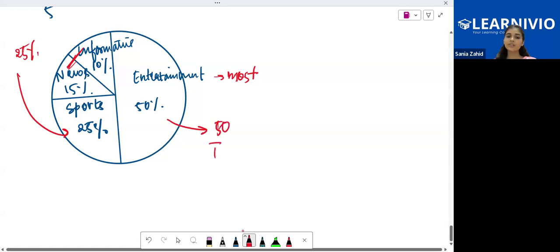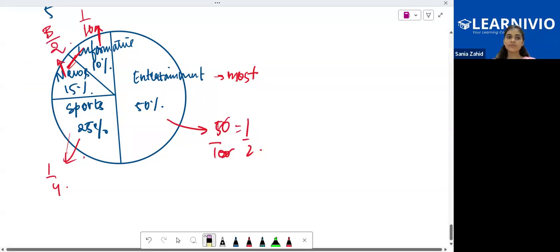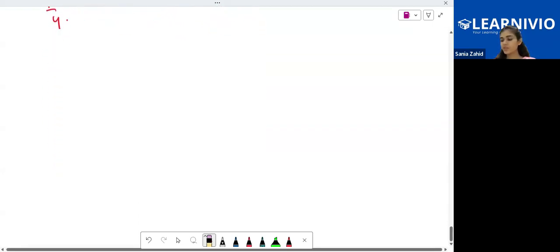This is 50 by 100, which is 1 by 2. Right. This is 25 by 100, which is 1 by 4. This is 10 by 100, which is 1 by 10. And this is 15 by 100, which is 3 by 20. Okay. You understand? Yes, ma'am. Very nice. Now, ma'am, shall we do drawing pie charts?